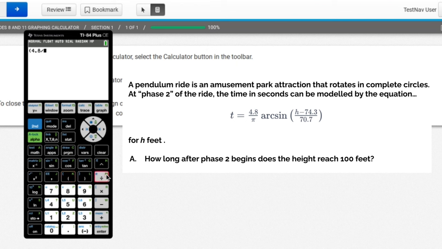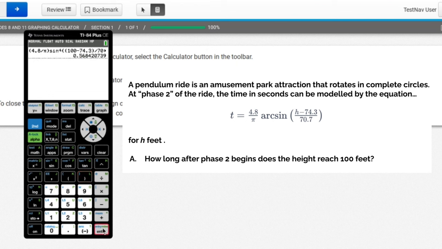4.8 divided by pi. Pi is second caret. Close it. Inverse sine of, let's open another set of parentheses because I'm always nervous. 100 minus 74.3, close it and divide by 70.7, and that'll get me my answer. So no graphing needed for this one. I was wrong. It's the first time for everything.